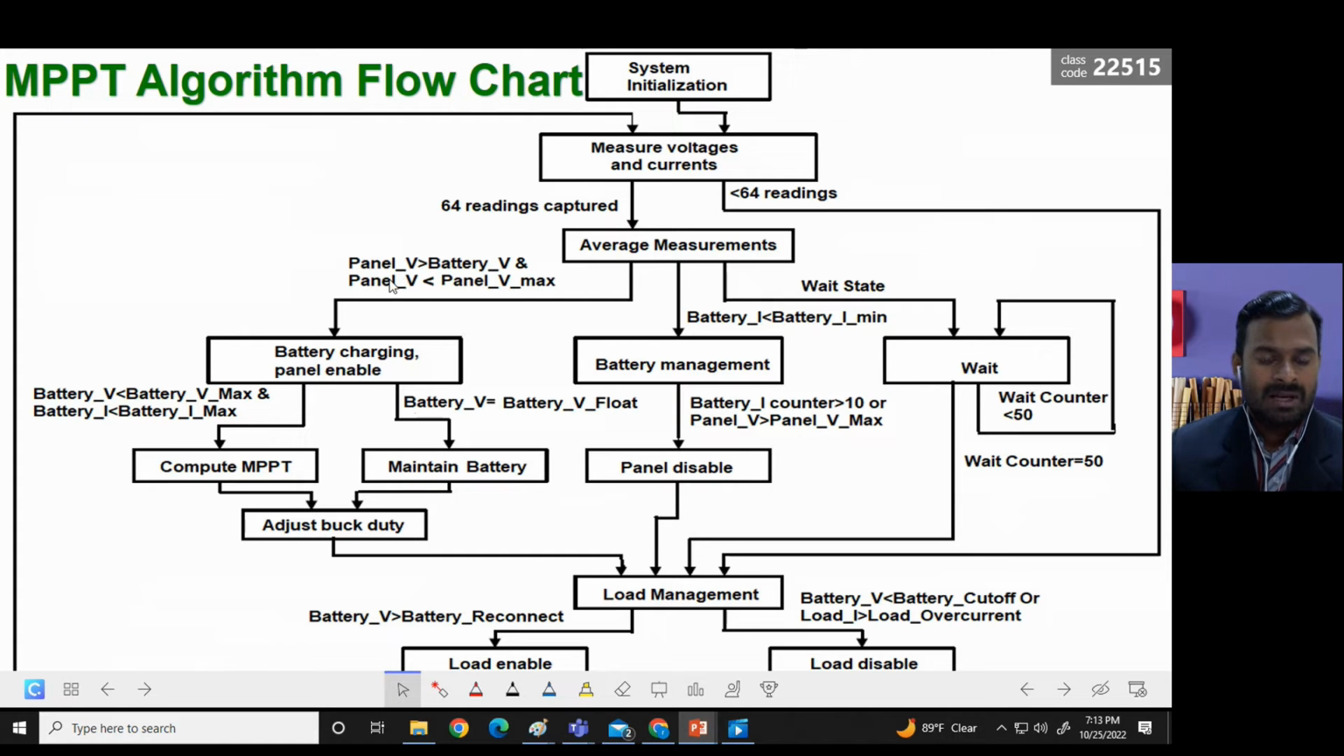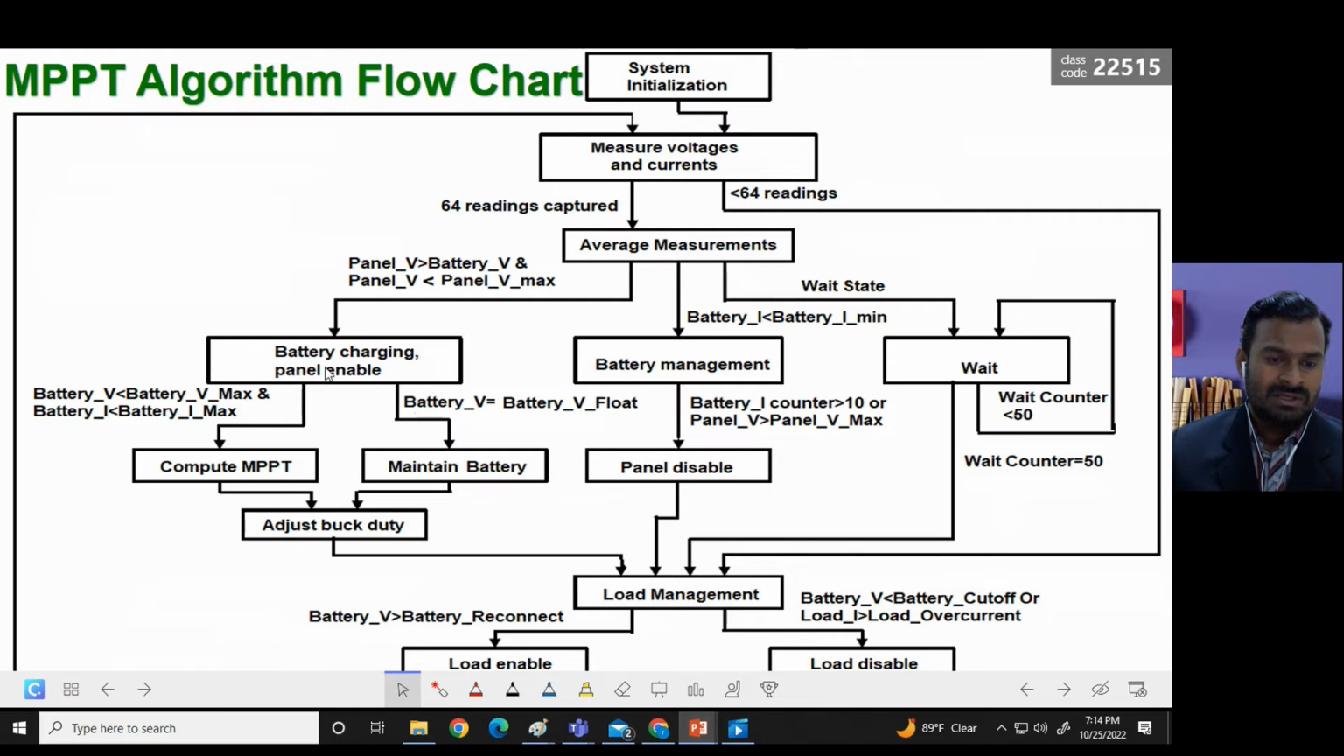Yeah, so the panel voltage should be greater than battery voltage, so that it can charge the battery. The second condition is panel voltage should be less than panel Vmax. The panel voltage will go more than Vmax only in abnormal conditions, and we don't want any abnormal conditions. If these two conditions are satisfied, then it will go for battery charging. So then only the panel will be connected to the battery.